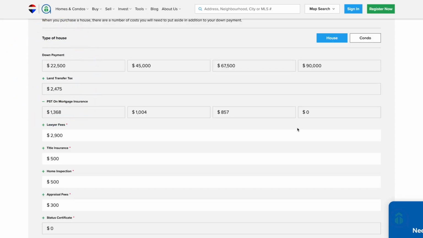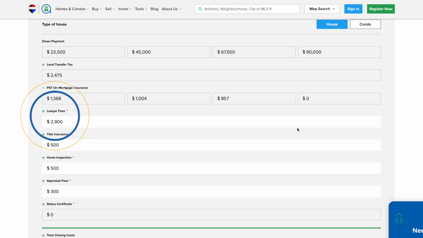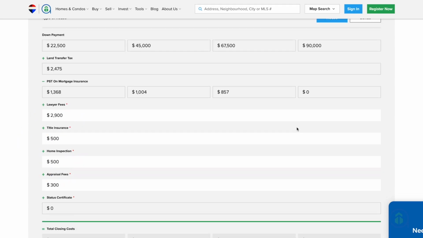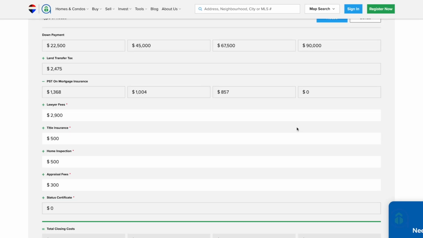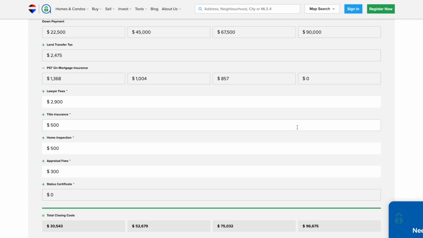Closing cost is going to include down payment, land transfer tax, plus PST on mortgage insurance, which is due at closing because I am buying my property with less than 20% down, in this case with only 5% down, so I have to pay PST on mortgage insurance. Lawyer's fees, $2,900, title insurance, $500, home inspection, $500, and appraisal fees around $300, which is required by the banks. And these are all standard fees. This is how much a lawyer would charge on average. This is how much you would pay for title insurance and so on. So these are all standard rates that we pay today as a first-time home buyer.